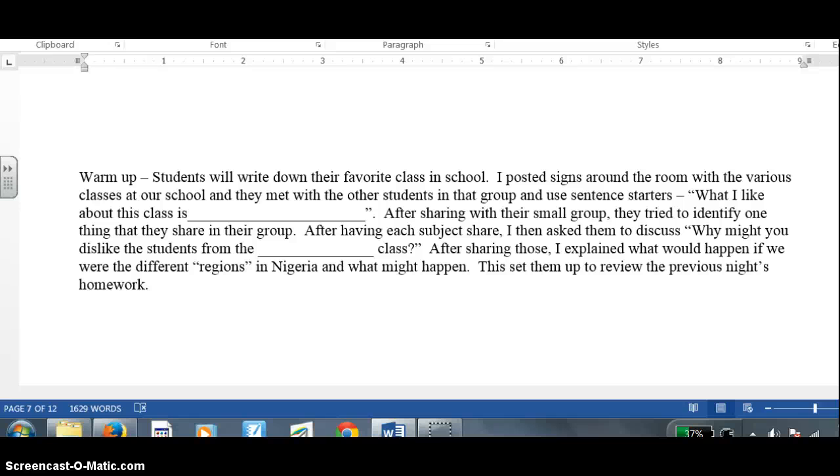So to access their background knowledge and get a feeling for how much conflict can come into place when people have different ideas, I set them up by what their favorite class subject was. So I said, write down your favorite class subject, and then I posted signs around the room, and they had to go to, say, art or science or social studies. And then they discussed, what are some things that we like about our subject, what do we have in common, and they shared that. And then I had them turn to another group that liked a different subject and say, well, what might you dislike about that class?